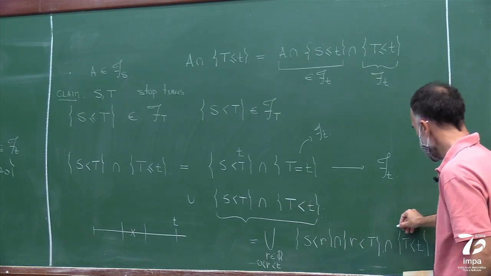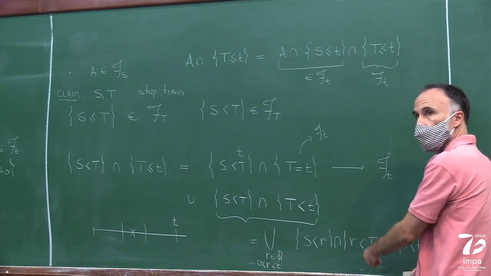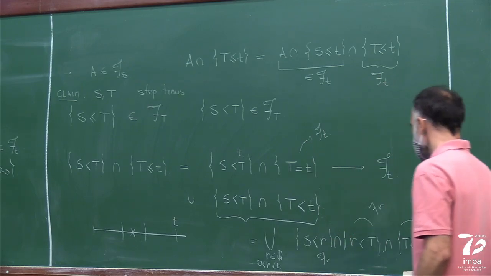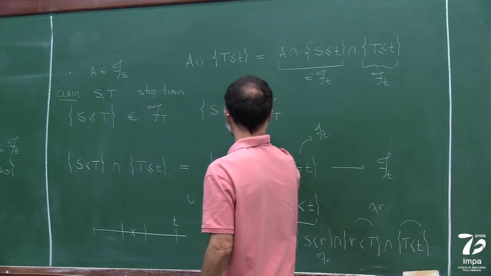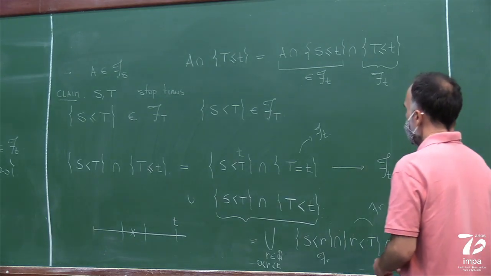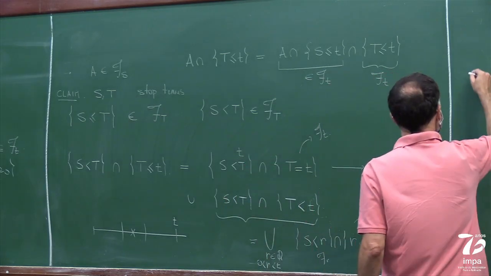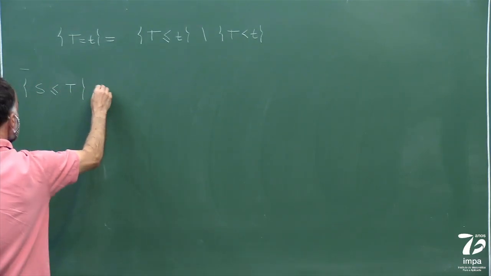Fine. But now, this is an element of F_r: it's the complement of {T less or equal than r}. So it's in F_r. And this one we have seen is in F_r because S and T are stopping times. So from that we get that indeed this set belongs to F_t, which proves that {S smaller than T} belongs to F_T. Okay, and so now let's prove that {S less or equal than T} belongs to F_T.